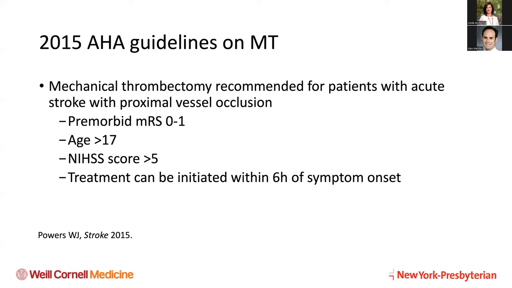So based on the MR CLEAN trial and other trials, the AHA guidelines changed in 2015 and now recommend thrombectomy to be performed in patients with acute ischemic stroke who have a proximal vessel occlusion, who have a normal baseline, who are an adult, who have a stroke scale above 5, and who can be treated within 6 hours of symptom onset.